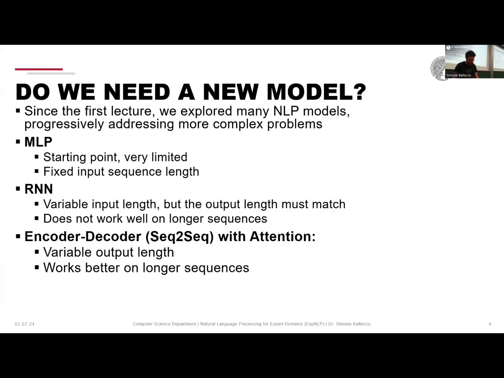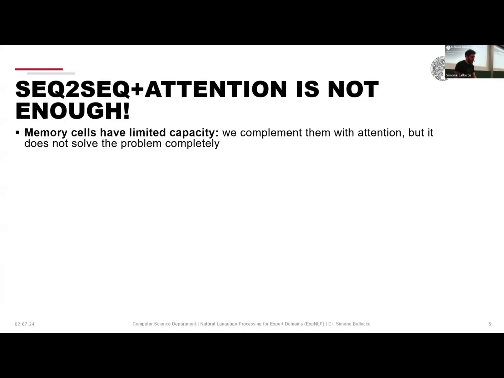So did we solve all of our problems? No. As I said, there's always another problem to solve. First of all, we have this issue that the memory cells still have a limited capacity. So as we said, this state vector has a certain number of dimensions. It may not be enough to reliably recall information on very long sequences. Like in this example, do you want to memorize 2 words in a vector? Easy. Do you want to memorize 3 million words in a vector? That's kind of a problem. Attention helps a bit, but it doesn't really solve the issue completely.